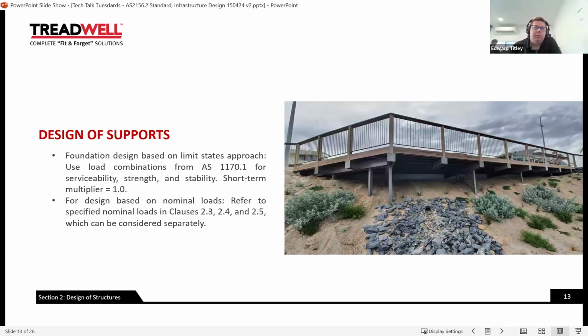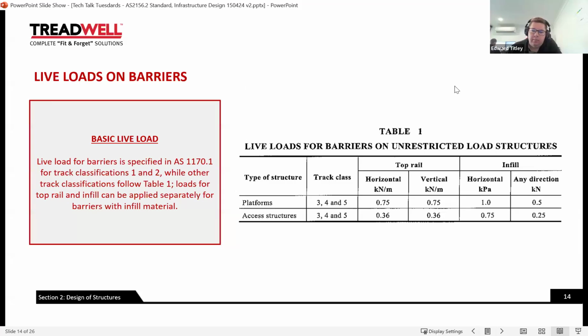Now, design of supports. Excuse me. Foundation design based on limit states approach. So once again, they're combinations from AS 1170.1 and a short-term multiplier of 1.0. And for design based on nominal loads, refer to specified nominal loads in clauses 2.3, 2.4, and 2.5, which can be considered separately. So we're not going to read you the full standard, but we'll just draw your attention to that section.